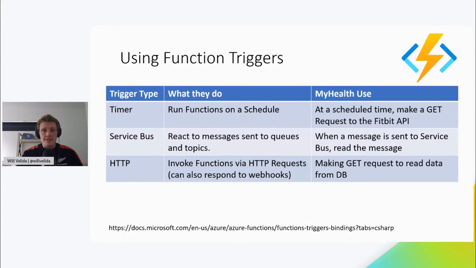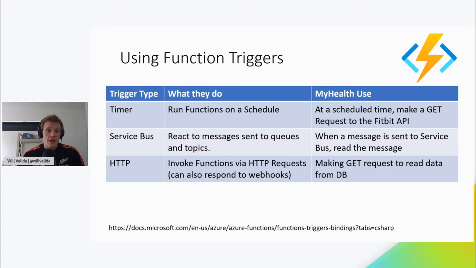So enabled to react to messages sent to queues and topics. We can create Azure functions that have a Service Bus trigger to be able to process messages that are sent to our Service Bus queues and topics, which is what I'm doing within my Fit Health platform. So whenever a message is sent to a Service Bus, I can actually read a message off the topic.